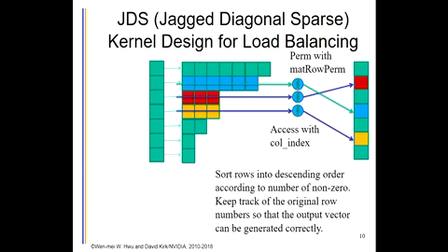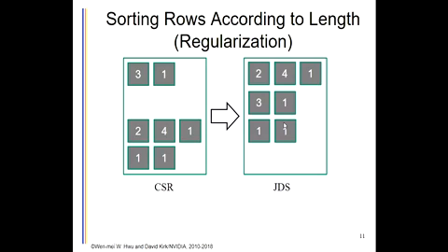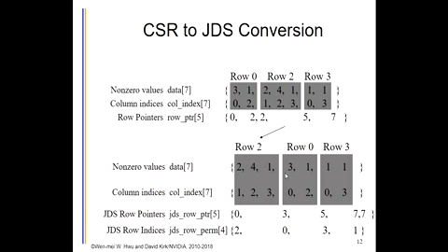So this is the JDS, and then we showed a simple example where we have the original sparse matrix, and then we sort the rows so that the longest row will be on top, and then we go down, and the row with 0 elements will be at the bottom. And then I showed you a quick comparison between CSR and JDS.